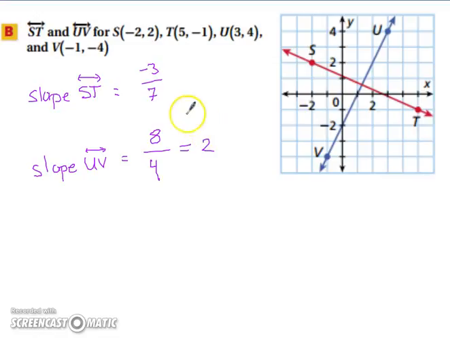Alright, well, they're not parallel. You can clearly see they're intersecting. And they're not opposite reciprocals. They're opposite, like that's negative and this is positive, but they need to be both opposite and reciprocals. So this one would have had to have been 7 over 3. So therefore, this one is neither.